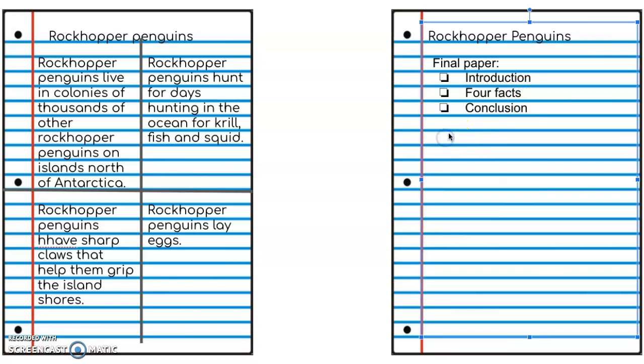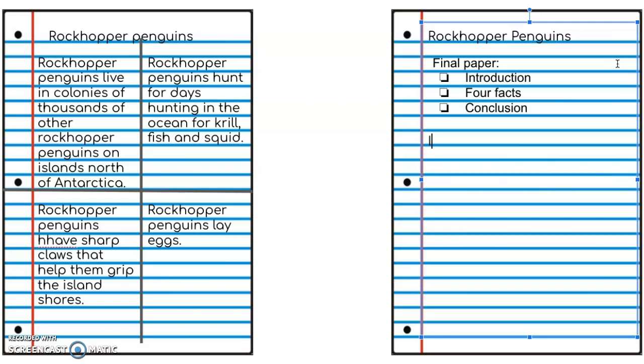So now that I am here, I am going to start with my introduction. So in my introduction sentence, again, I cannot include my opinion. So I might think rockhopper penguins are super cool. But again, that's my opinion. Somebody else might not think they're cool. So I need to make sure I keep my opinion out of this.